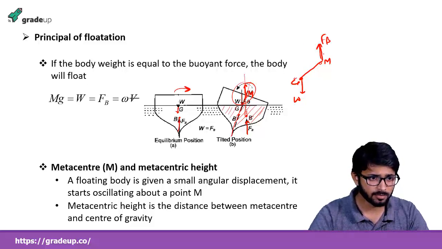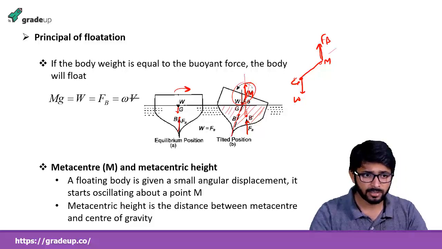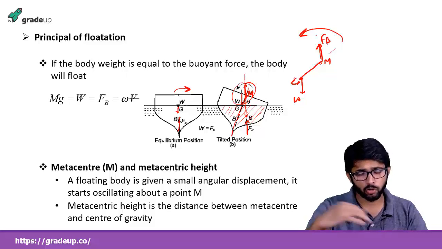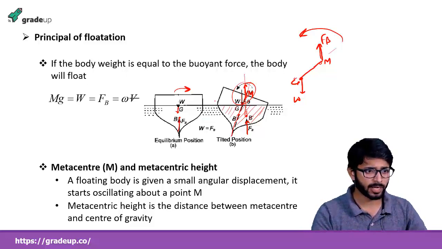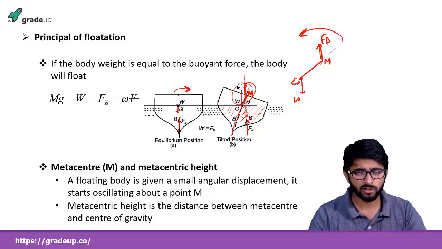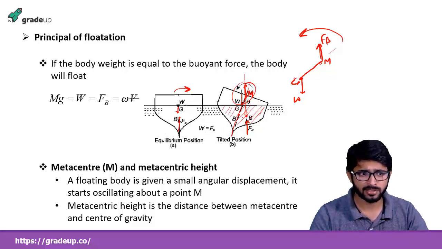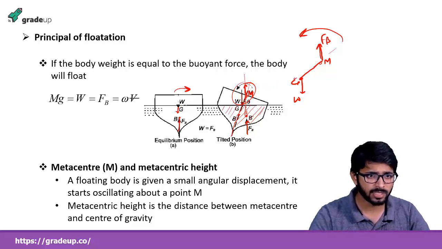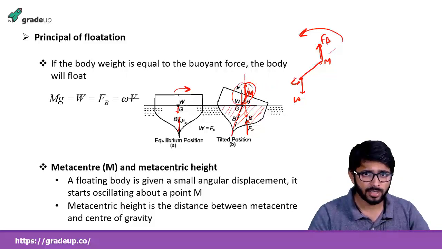So a couple is generated here. Due to this couple, the body tends to move in the counterclockwise direction. So it tries to move the body in a counterclockwise direction. We'll talk about the stability condition in the later slides. So this is the metacenter, where the line of the center of buoyancy cuts the vertical axis of the body.